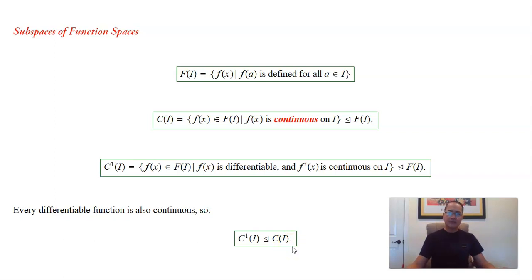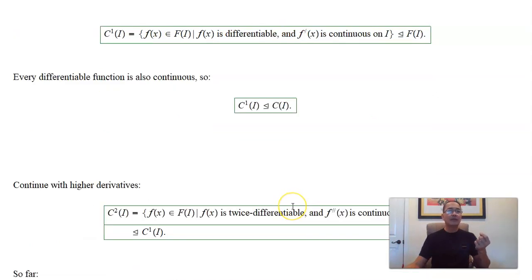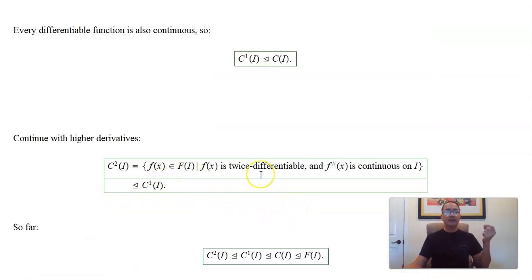But what about the fourth or fifth week of calculus? You talk about second derivatives, higher derivatives. So we can talk about twice differentiable functions, and we want the second derivative to still be continuous. So again, zero function, yes. Can you add them? Yes. Still closed. Times the scalar. Still closed. But why is it that C2 is inside C1?